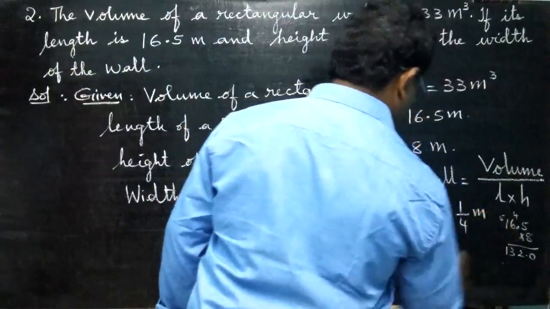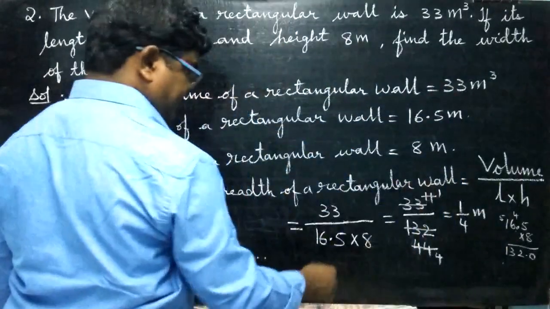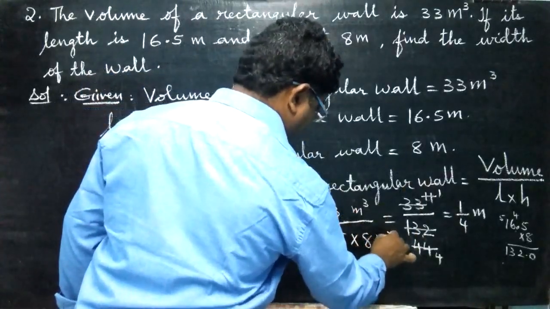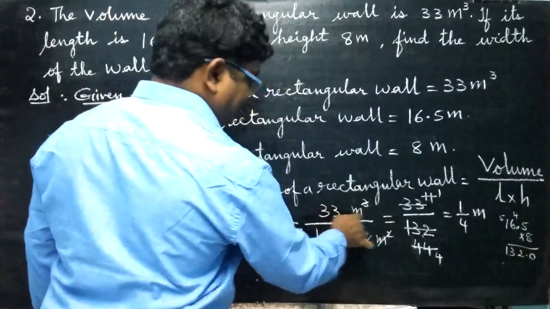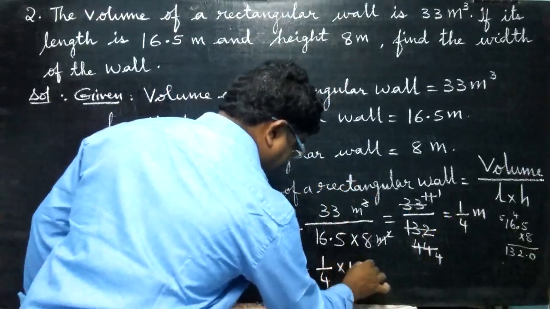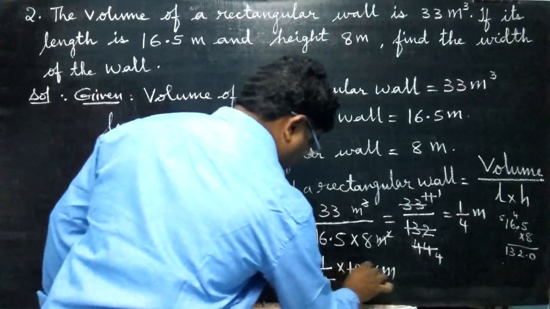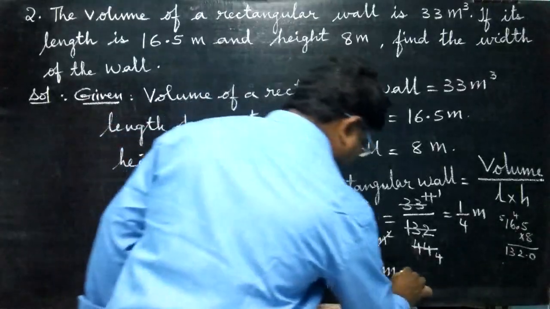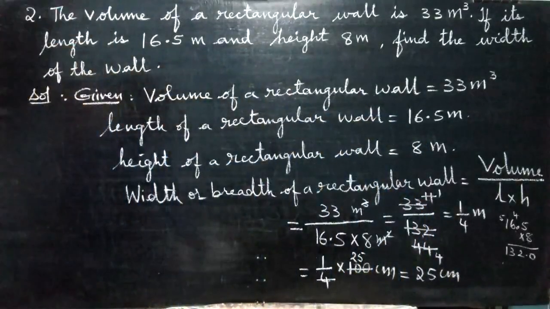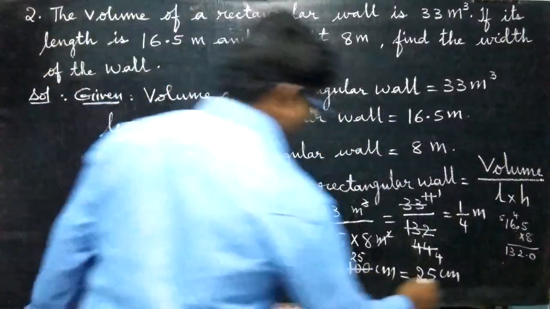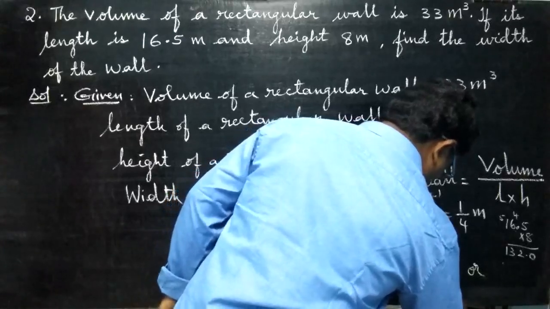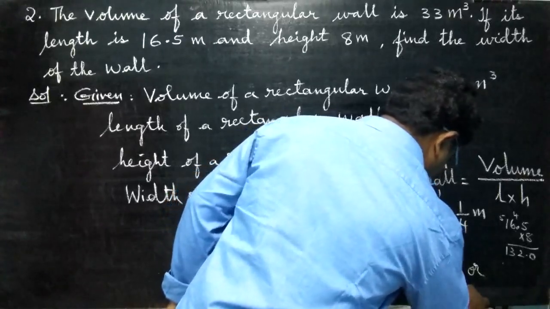So 1/4 meter, because all are in meters. Meter cube is there, here meter square is there, so 2 meters will cancel and 1 meter will be left. So 1/4 of a meter, and 1 meter is equal to 100 centimeters. So 4 goes 25 times. The answer is 25 centimeters, or if you want to write in meters, 0.25 meters.